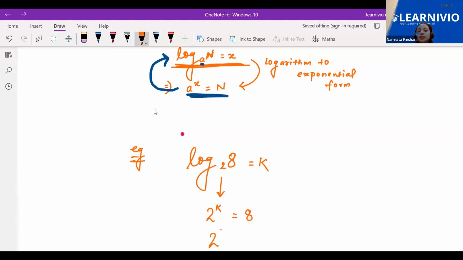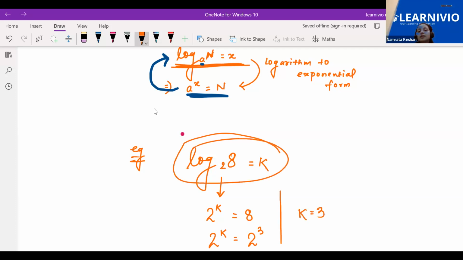2 to the power 3. k is 3, yes. So we can write this 8 as 2 cube, and we are not cancelling; we are comparing both sides, and we are saying k is 3. So something which previously looked like we did not know how to proceed became very simple, right?